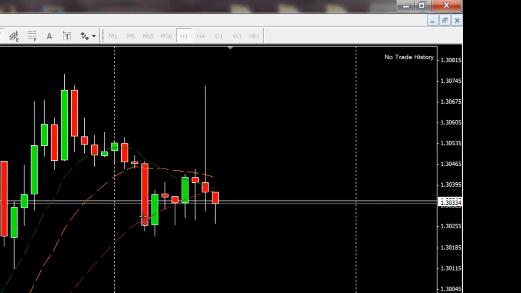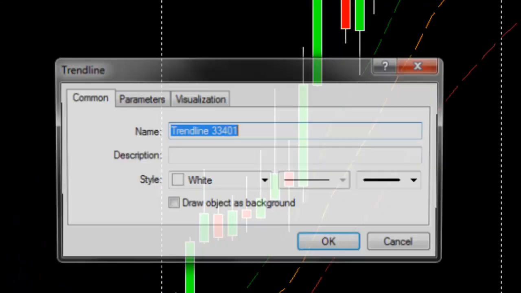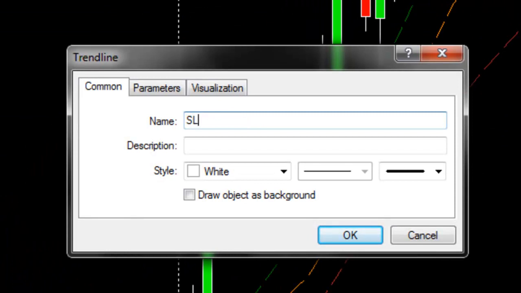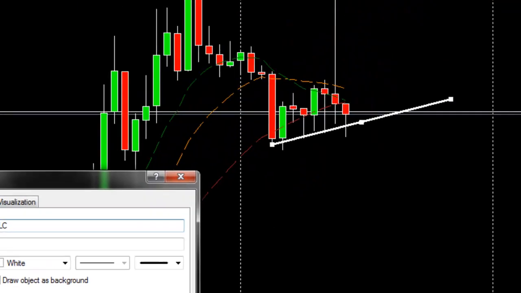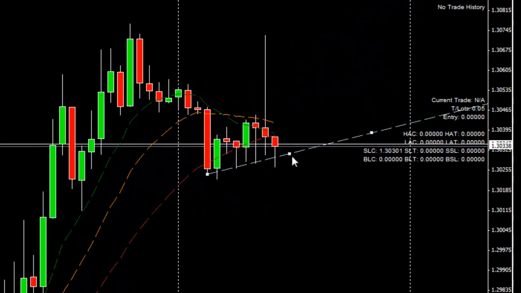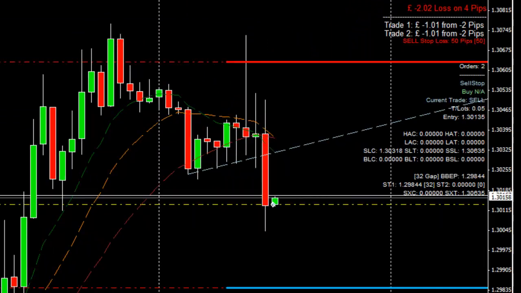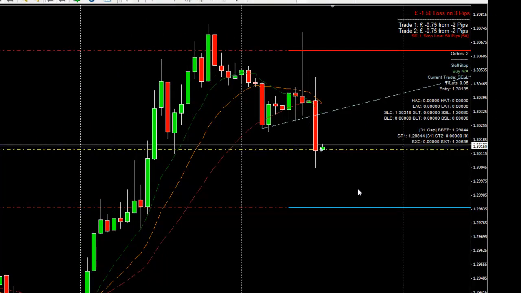Right, firstly let's draw our trend line. Sell line close, and then we wait for the bar to close below that line. Okay, so there we are.